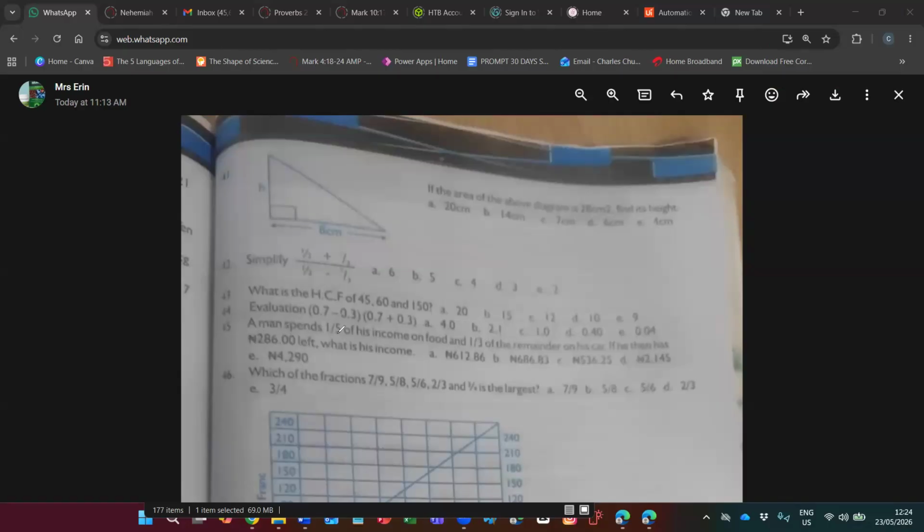A man spends 1/5 of his income on food and 1/3 of the remainder on his car. The question is this: if he then has 286 naira left, what is his income? Another way of asking this question is, what is the total amount of money that the man earns? Because they said they started with 1/5 of his income.